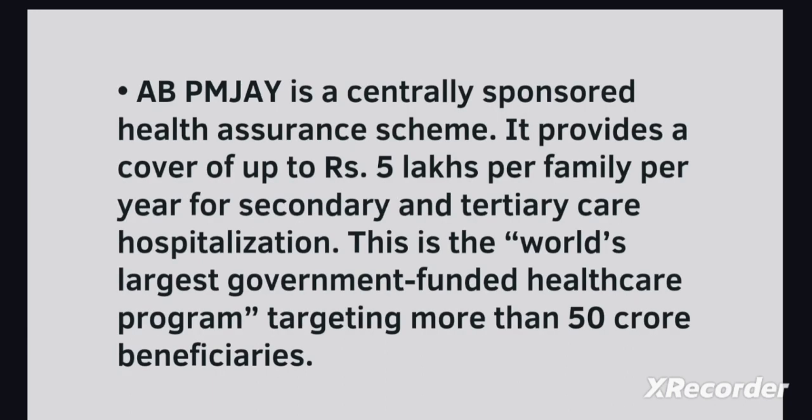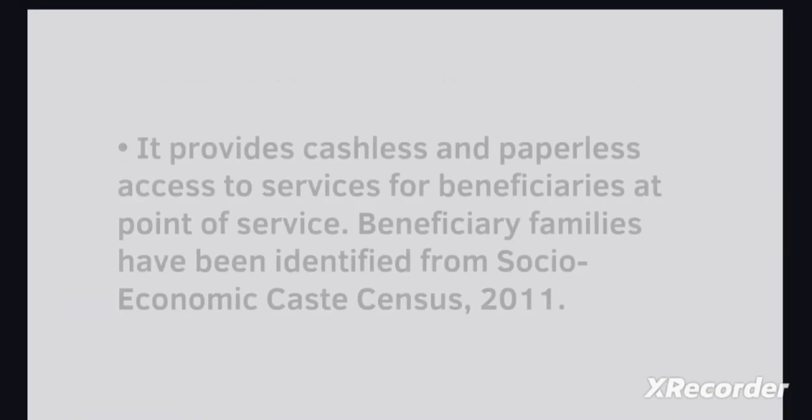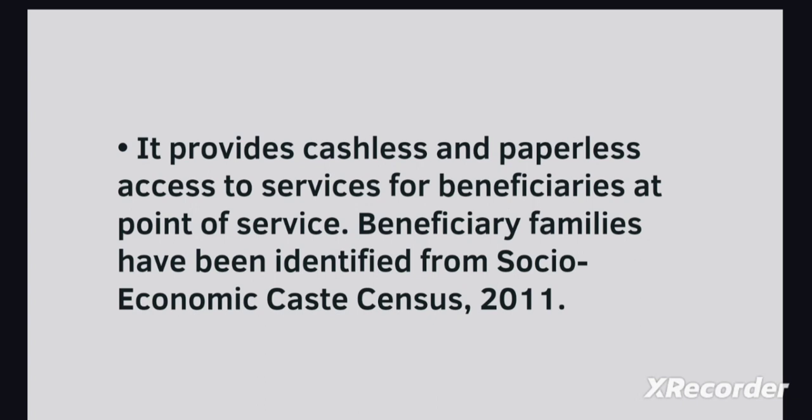Ayushman Bharat Pradhan Mantri Jan Arogya Yojana is a centrally sponsored health insurance scheme. It provides a cover up to 5 lakhs per family per year for secondary and tertiary care hospitalization. This is the world's largest government-funded healthcare program, targeting more than 15 crore beneficiaries. It provides cashless and paperless access to the service for beneficiaries at the point of service. Beneficiary families have been identified from the Socio-Economic Caste Census 2011.